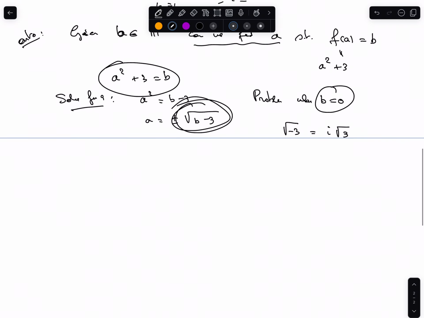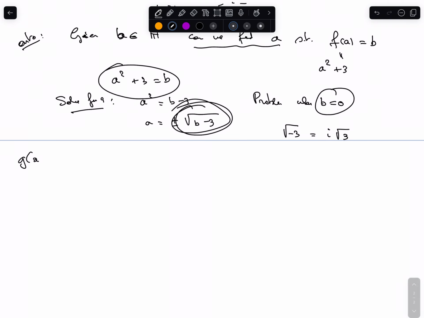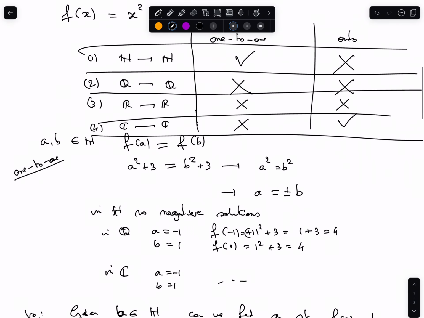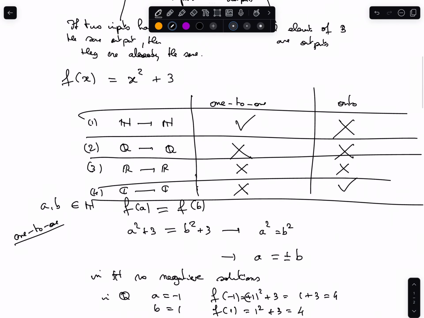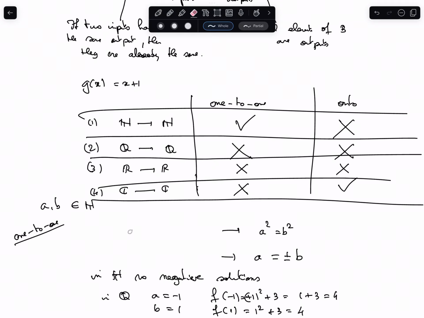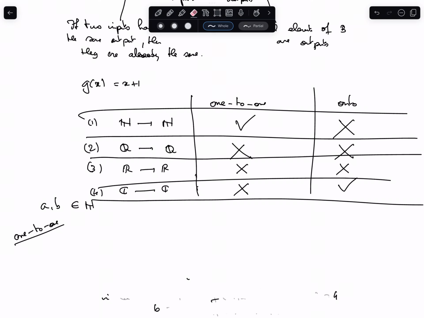Let me do another example and then we finish. g of x is x plus 1. Let's think about what happens over the natural numbers. Then we have our table back. I'm going to replace it here by g of x, so g of x is now x plus 1, and then we do the calculations below for g. It makes it a bit easier, right?